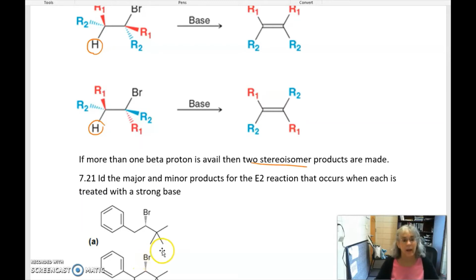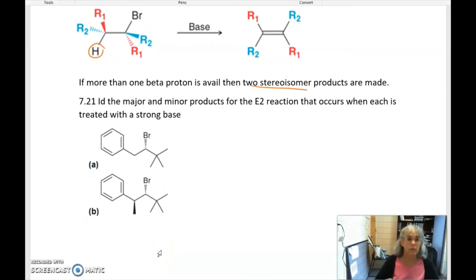So let's look and identify the major and minor products for these reactions. Okay, so here's a double bond. Here's our alpha carbon. If we go this direction, there are no hydrogens, so there will be no double bond formed here. On this side, we have a hydrogen that's on a wedge and one on a dash. So we've got two hydrogens that we can pull from. And so we'll get two stereoisomers.